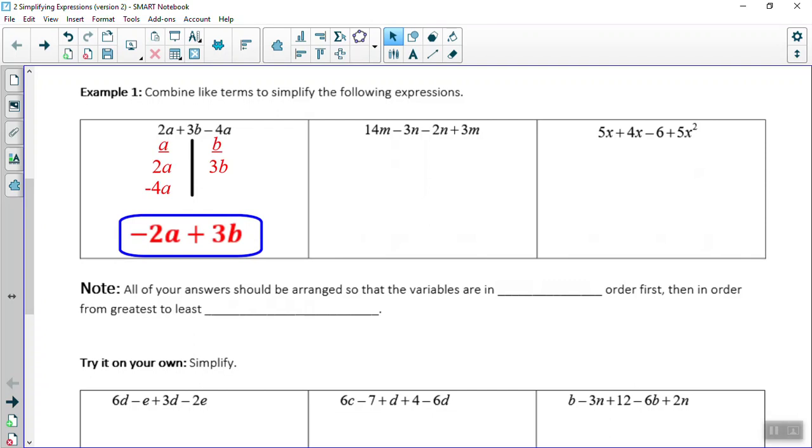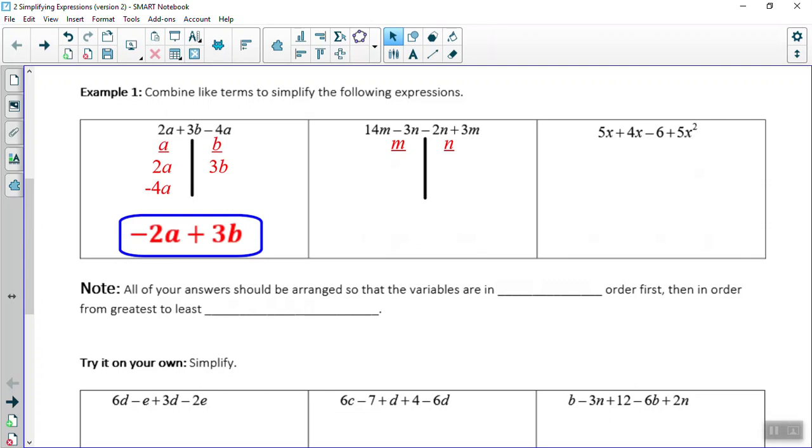All right, let's try this one. So again, I want to first determine how many different types of terms I have. So I look at my variables. I've got m, n, and m. So I have two different terms. So I'm going to make two groups or two columns. This group will be for my m's, and this group over here will be for my n's. So I'm going to put all my m's here and all my n's here.